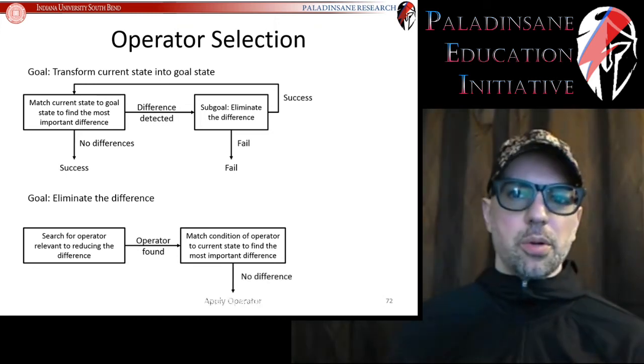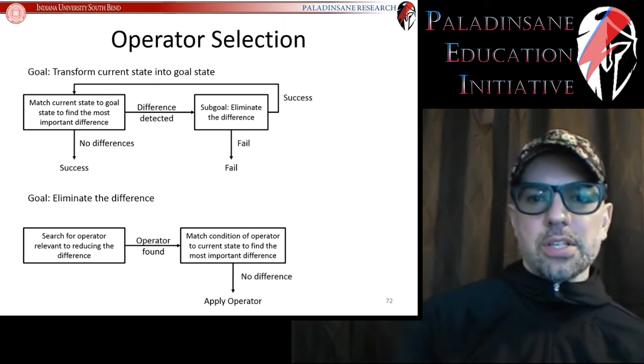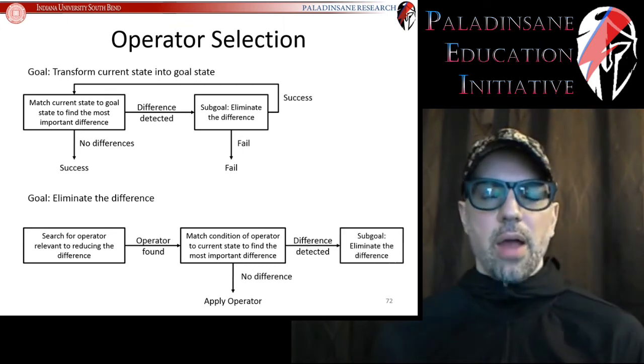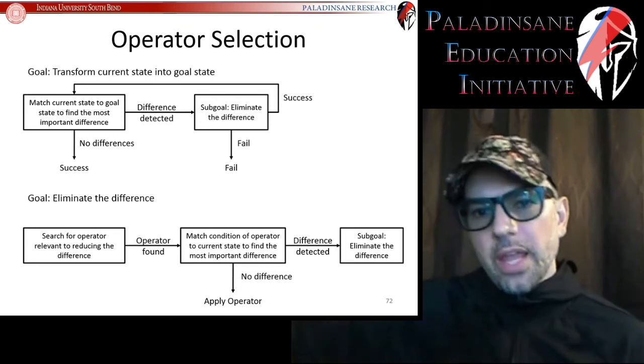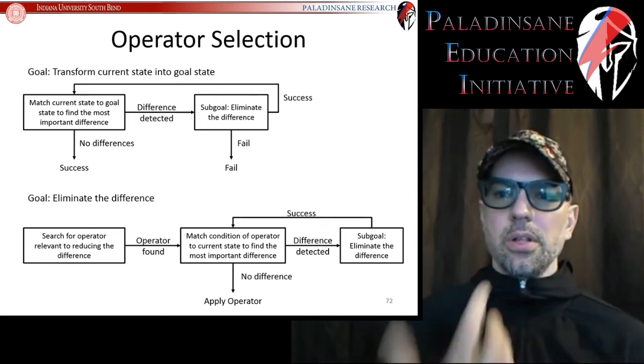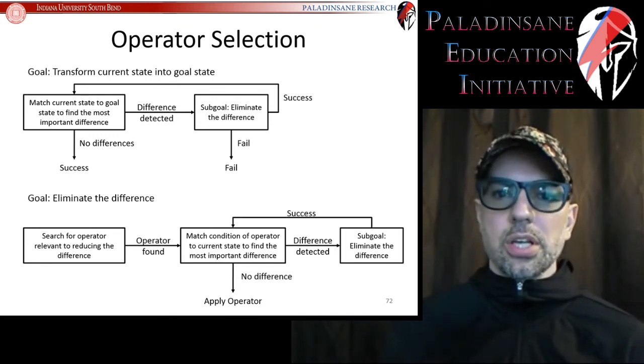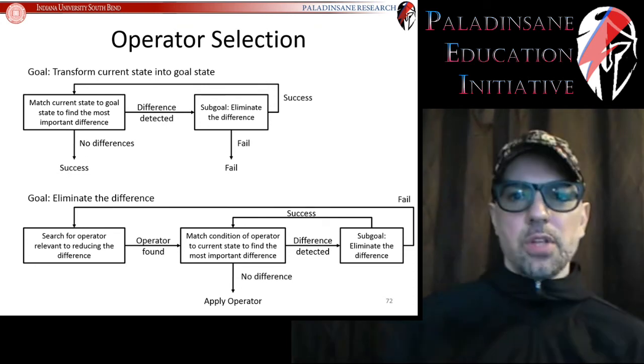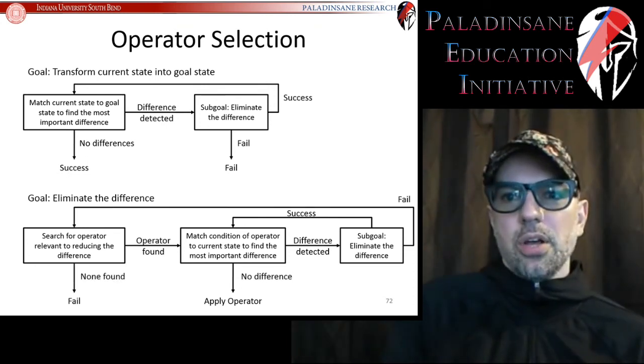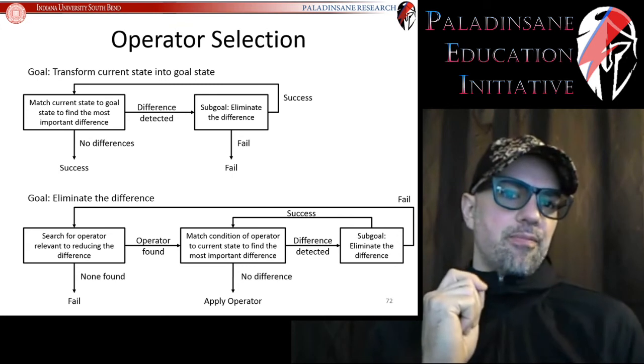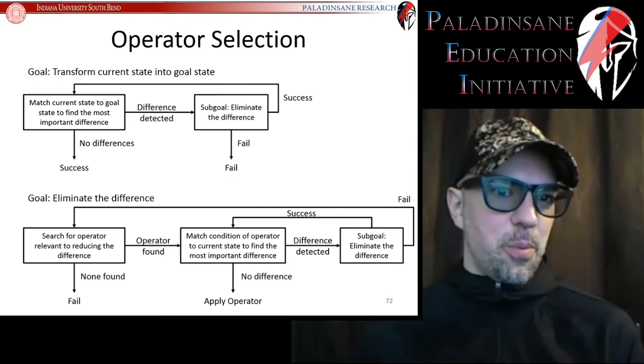If there's no difference, you apply that operator. If there's a difference detected, then you have a new sub-goal. And that new sub-goal, if you're successful, will successfully solve your solution. If you're unsuccessful, you're going to fail, and that's when you have no solution whatsoever. That seems a little bit more complicated than I was hoping for.